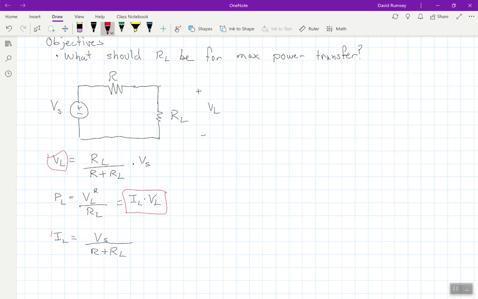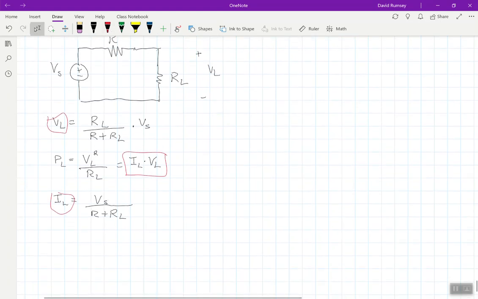So now I'm going to use this equation for power, and then these two substitute in, and we get that the power for the load is going to be RL over (R plus RL) quantity squared times the voltage source squared.